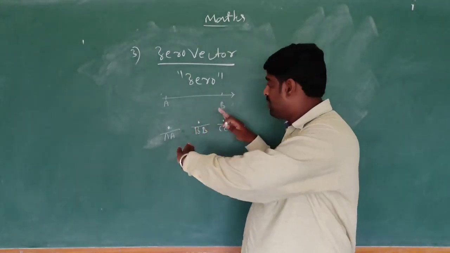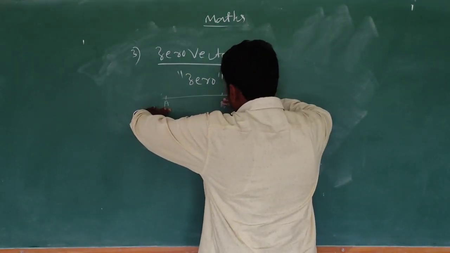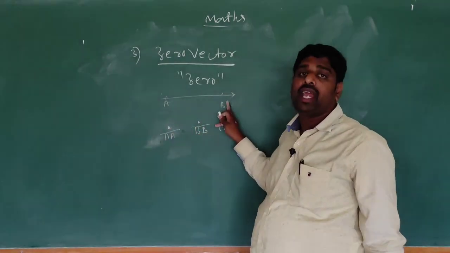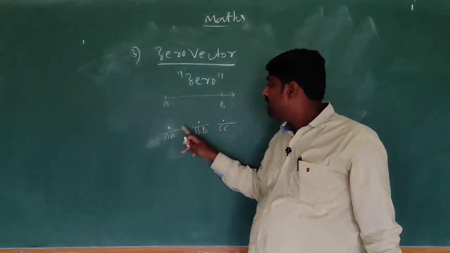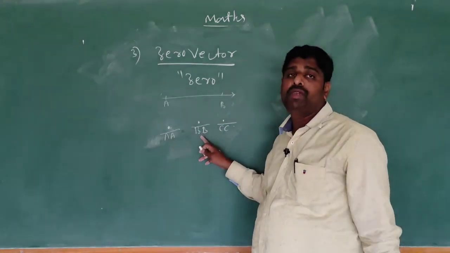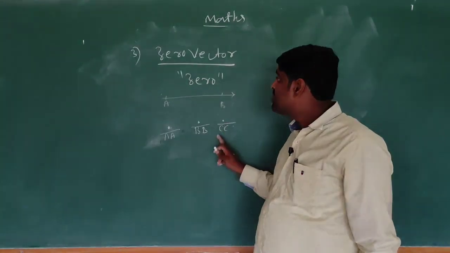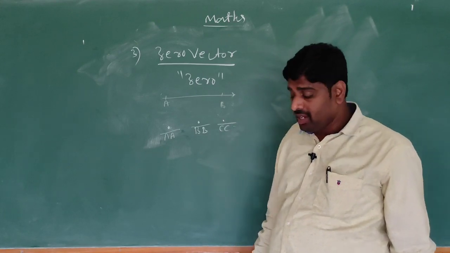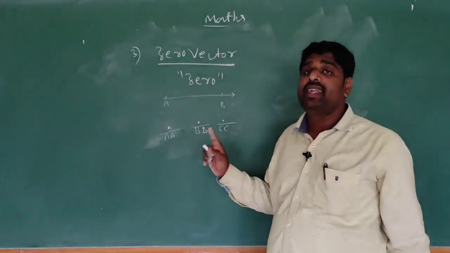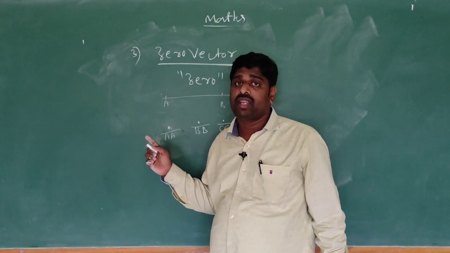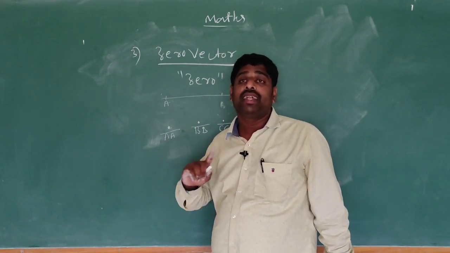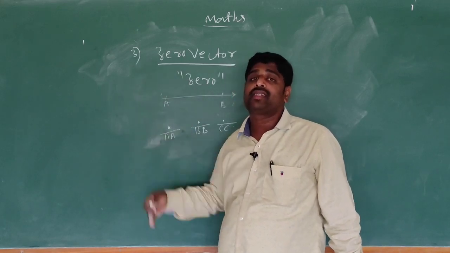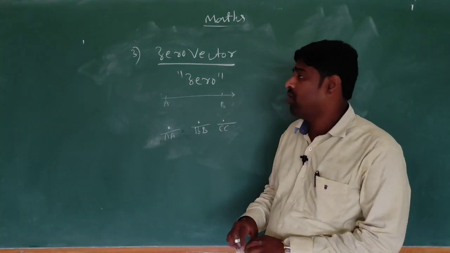Now the initial point and terminal point coincide. That means point A and point B coincide, so B is equal to A, or A is equal to B. That means AA bar, BB bar, or CC bar. Such a type of vector is called a zero vector. Here it may be any direction; it doesn't have a definite direction. It has direction, but not a definite direction. It may be regarded as any direction. So this is about the zero vector.